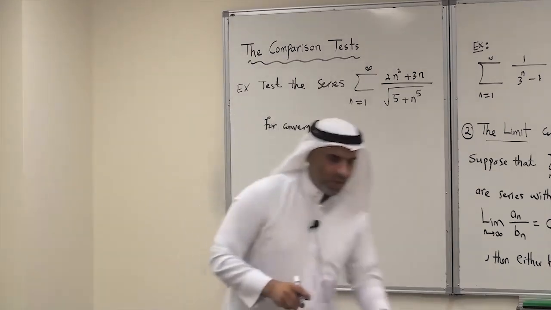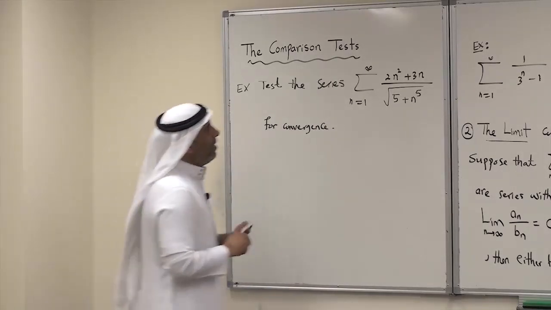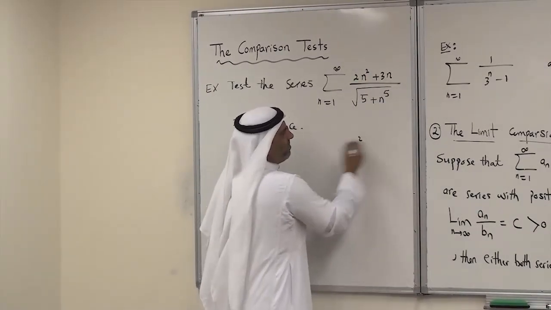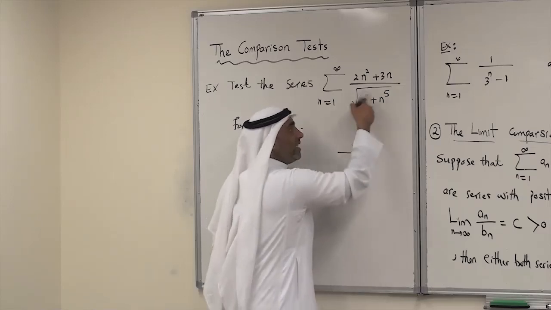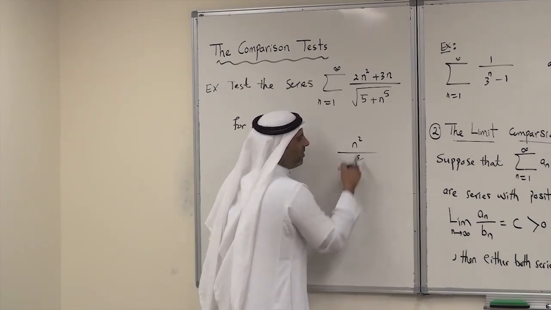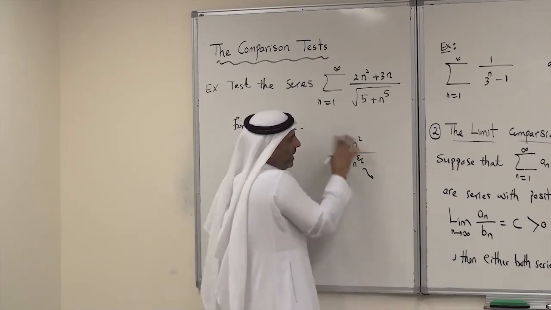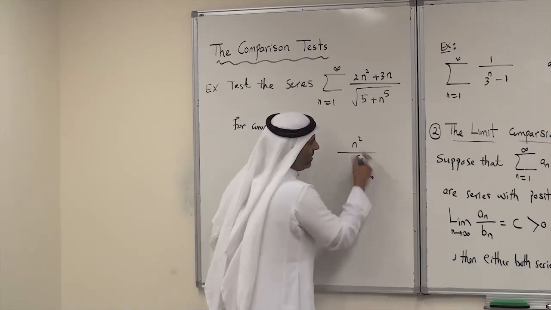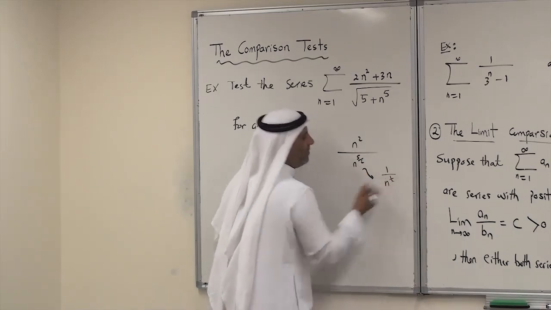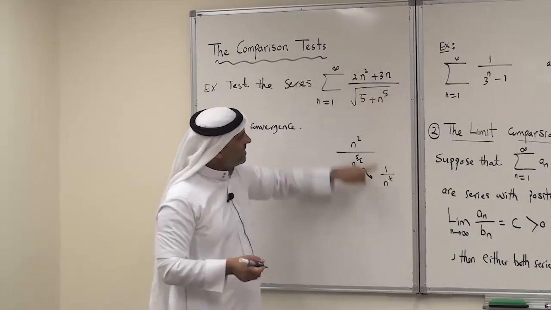Now, if we look carefully at the series itself and try to get an idea about it, the more significant term in the numerator is n squared, okay? The more significant term in the denominator as n goes to infinity is n to the power 5, so that is n to the power 5 over 2. I will not say it's exactly equal, but it will behave like 1 over n to the power 5 over 2 minus 2. 5 over 2 is 2.5, so this is 1/2.